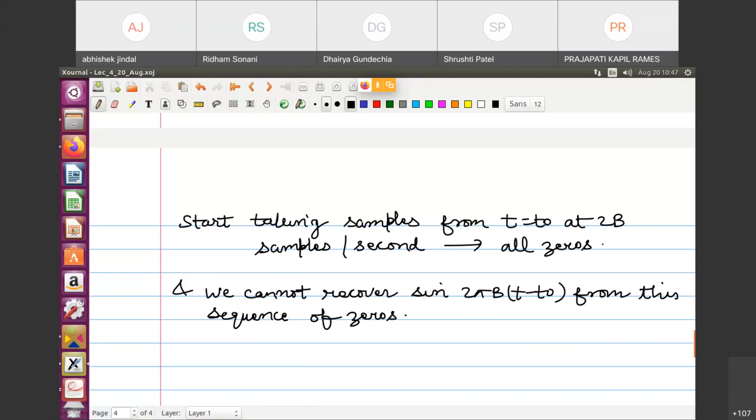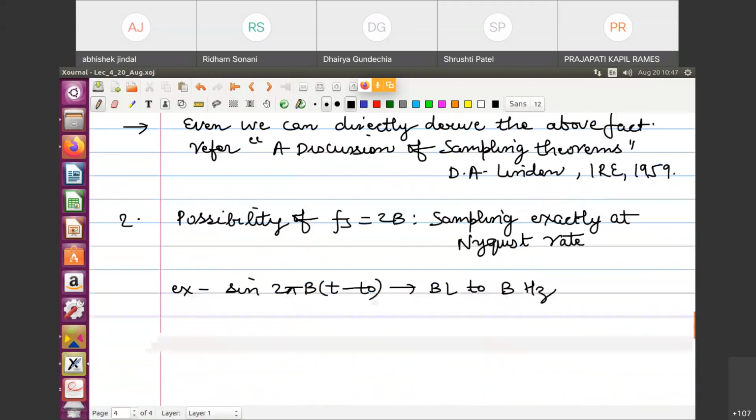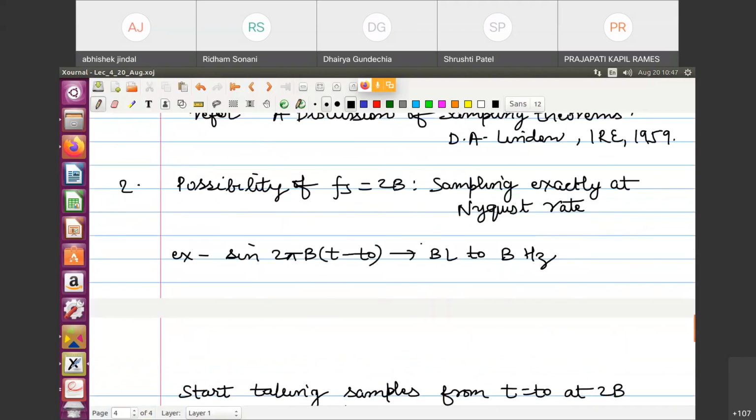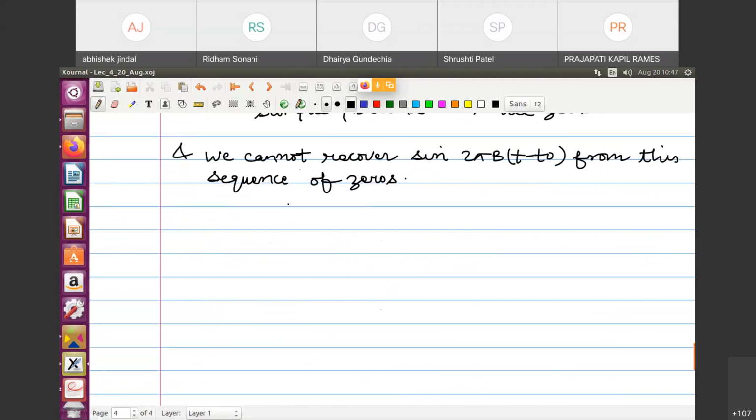So what is the problem? The problem is that for sinusoids, the sampling rate should be strictly greater than 2B. Now the reason for this is, let us see the spectrum of sine. The problem is that the sine function has impulses. One impulse will come at B, another will come at minus B.